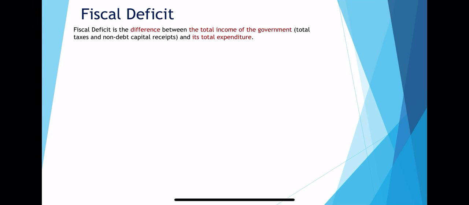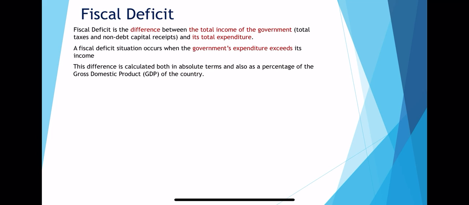Now next we have to know when this fiscal deficit actually happens. Whenever the government expenditure exceeds its income, the situation which arises is known as a fiscal deficit. So whenever we say that fiscal deficit is there, it means government expenditure is more than the income of the government. The next thing we should know is that fiscal deficit is calculated in two terms: absolute terms and percentage of GDP. Based on these two, we calculate fiscal deficit.